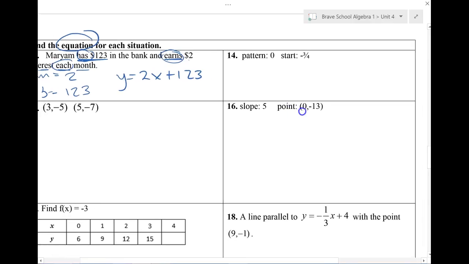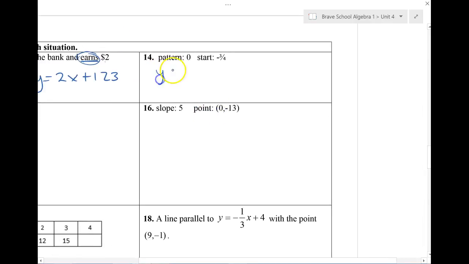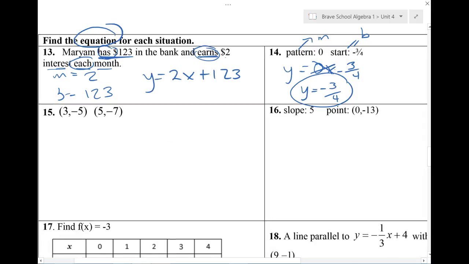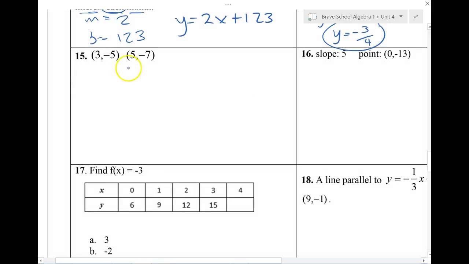Okay, here, at number 14, we have to set up our equation with what we know. We're given the slope, which is the pattern, the slope is m, and the start is our b. So we plug in 0 for m. And then it says negative 3/4, so minus 3/4. But then 0 times x cancels out, because 0 times anything is just 0. So y equals negative 3/4. There's your answer.